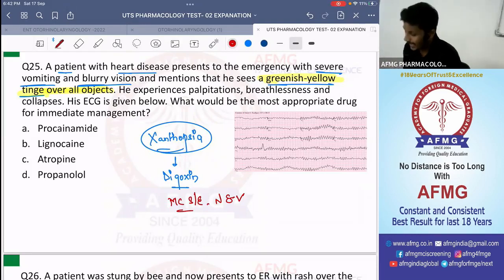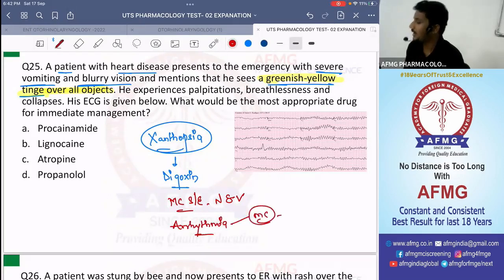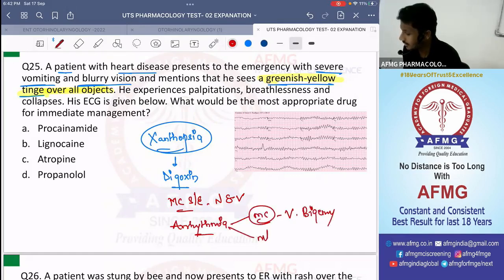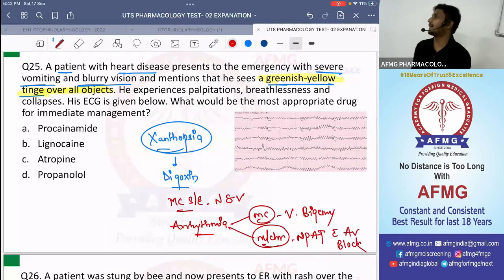Arrhythmias can be seen. And अगर वो पूछते हैं arrhythmia, तो which type of arrhythmia is most common? Most common digoxin-induced arrhythmia is ventricular bigeminy. And which is the most characteristic arrhythmia? Non-paroxysmal atrial tachycardia along with AV block. कोई दिक्कत नहीं है. This is the most characteristic or the most specific arrhythmia due to digoxin toxicity. ठीक है? So arrhythmia की भी होती है, xanthopsia की भी risk है, and nausea vomiting की भी है.